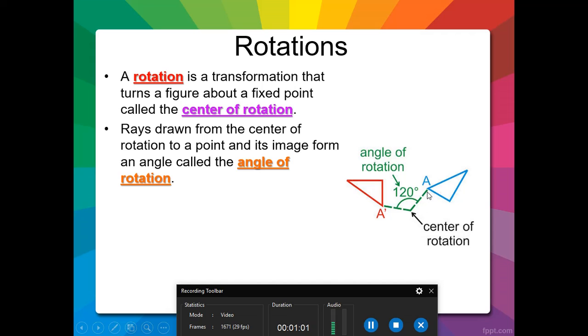They have rays from A and A prime to the center of rotation, and they're measuring that turn as 120 degrees. When we abbreviate a rotation, we use a capital R, and this is why we don't use the capital R for reflection, we use the lowercase. In subscript, you put down the amount of turn that you're going to rotate the object.